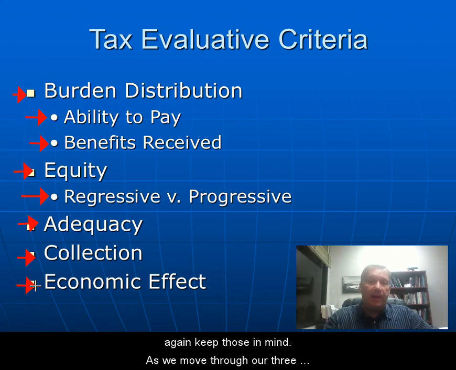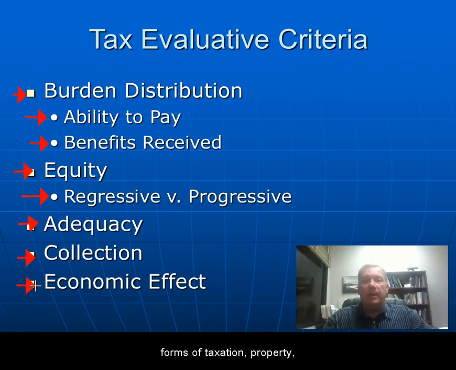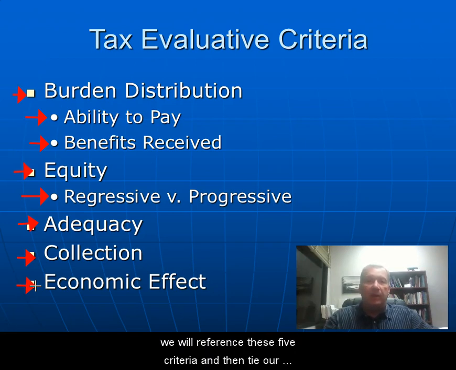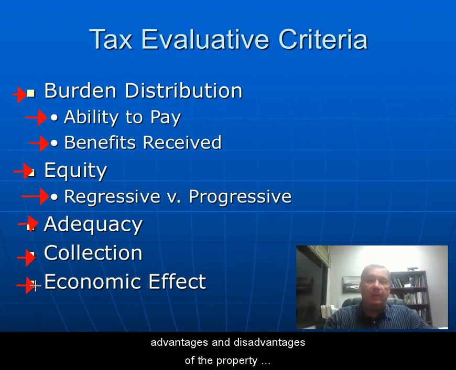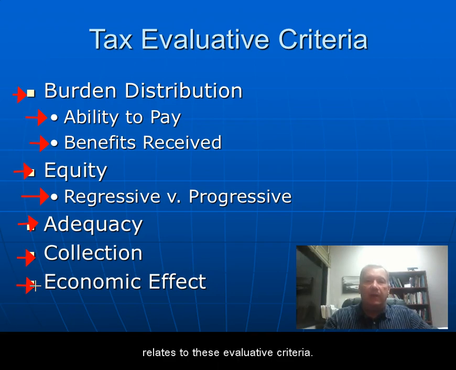So those are our five main evaluative criteria for taxation. Again, keep those in mind. As we move through our three different types of taxes, property, income, and sales taxes, we will reference these five evaluative criteria, and we will use them to then tie our discussion of the three forms of taxation together. In our next session, we'll look at property taxes, and we'll talk about the way in which property tax works, advantages and disadvantages of the property tax, and then how the property tax relates to these tax evaluative criteria.